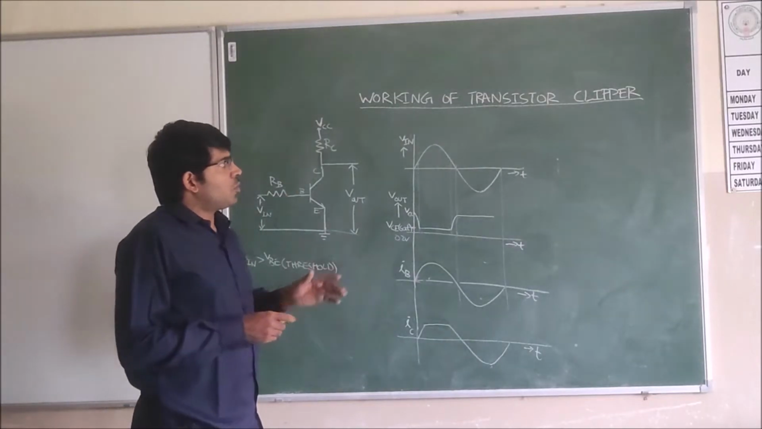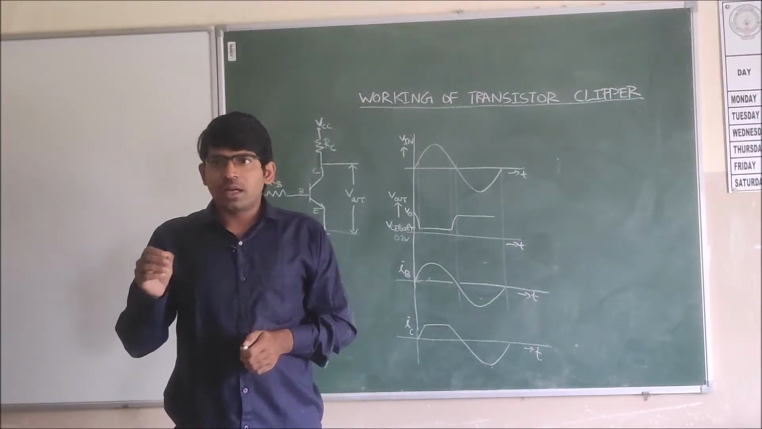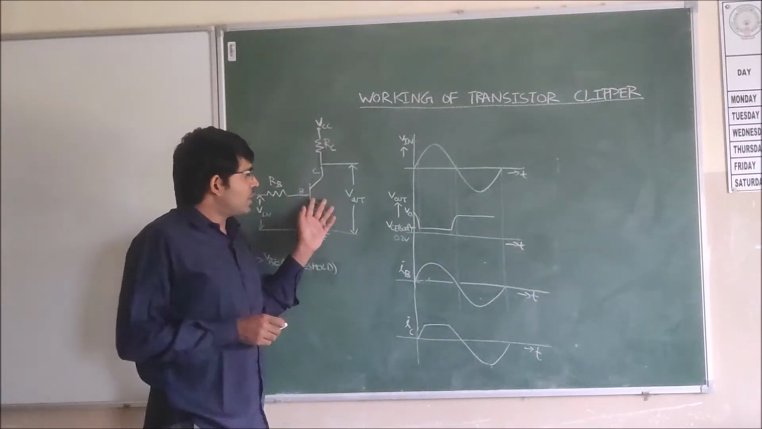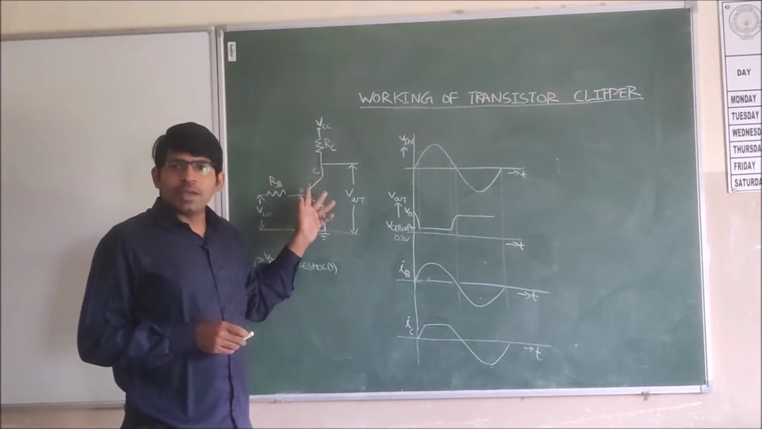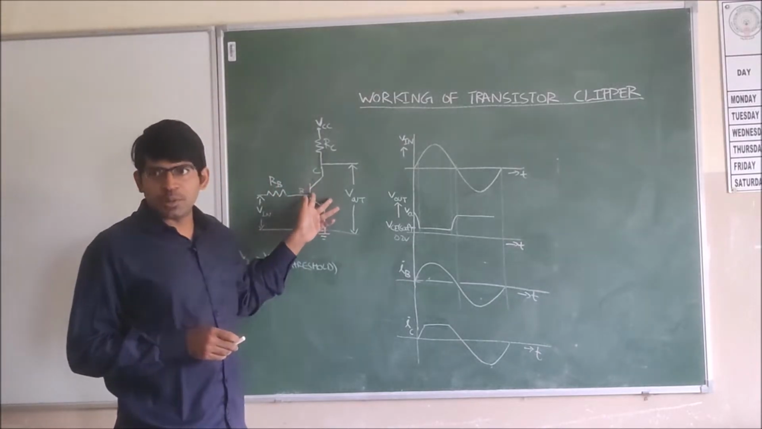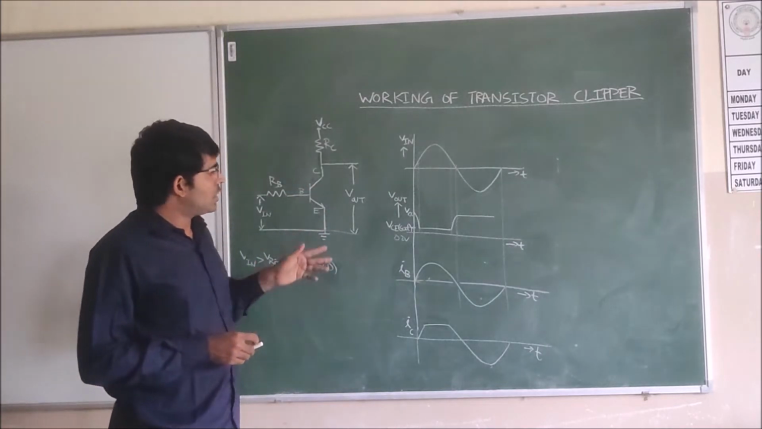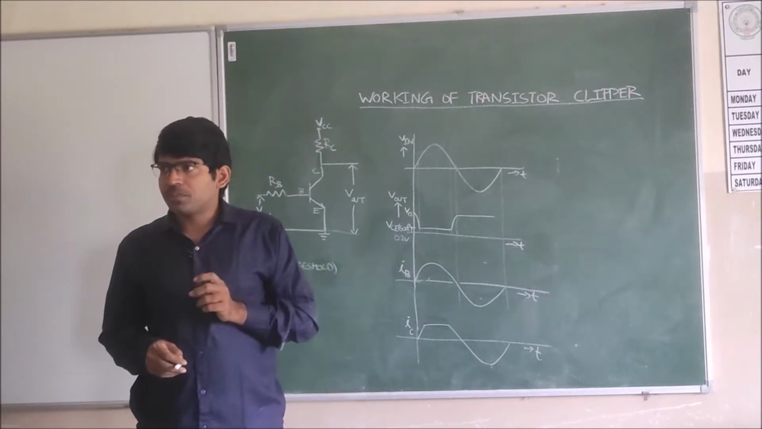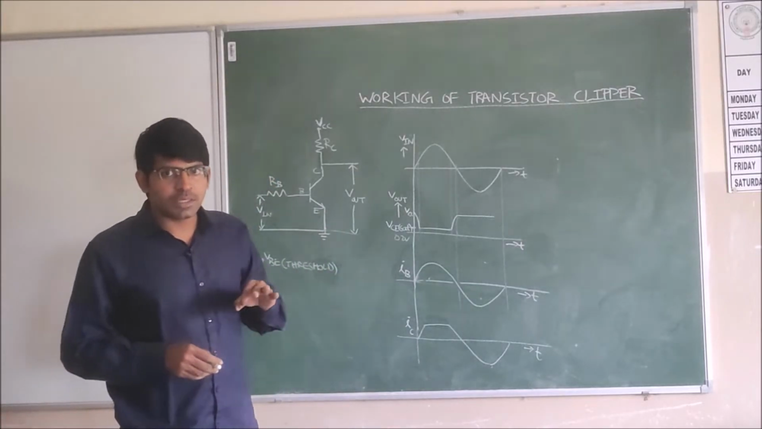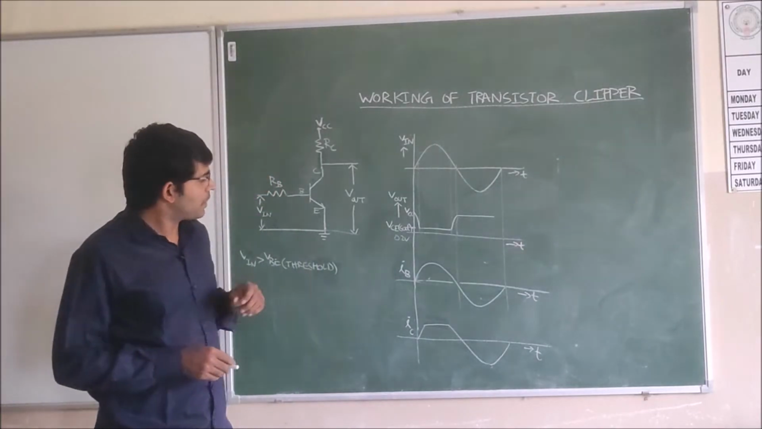Now we are discussing the working of the transistor clipper. Transistor clipper indicates that we are using a transistor as the clipping element in this nonlinear wave shaping circuit. We already discussed that for clipping we can use either a diode, a transistor, or an op amp. All three components can be used for clipping.